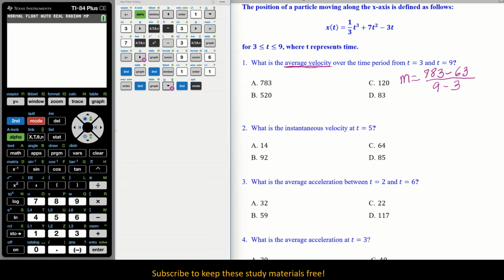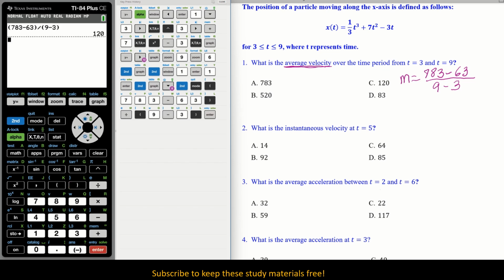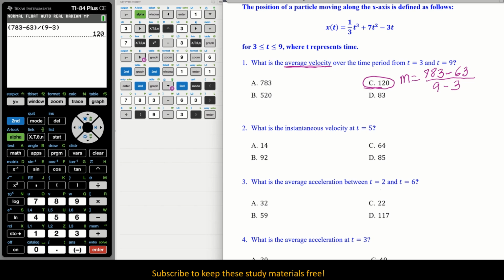Okay, so let's back out. Actually, just enter that in the calculator. We will need to use parentheses because we have division and subtraction together. So parentheses, 783 minus 63. Close my parentheses, divide, and then parentheses again, 9 minus 3. I know that that's 6, but I enter it anyway, just in case. Now push enter, and it's 120, and that's actually the value that we need.